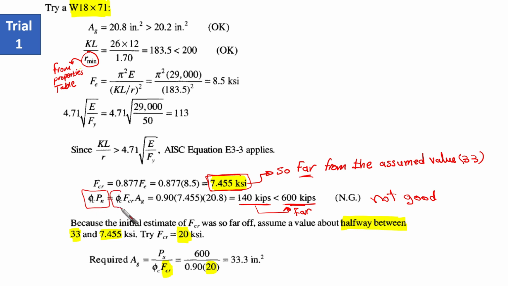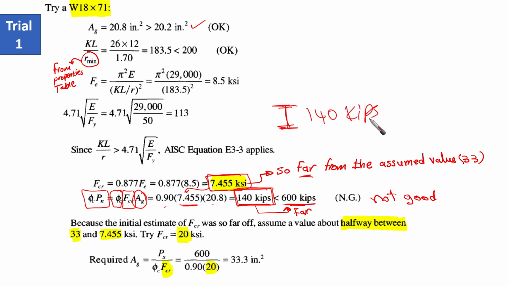Our phi_c is going to be 0.9, and Fcr, which is already 7.4, we have obtained it, and the area gross we already know from before. When you calculate this and multiply, you're going to find that the available strength, or the design strength, for this cross section is going to be 140 kips.